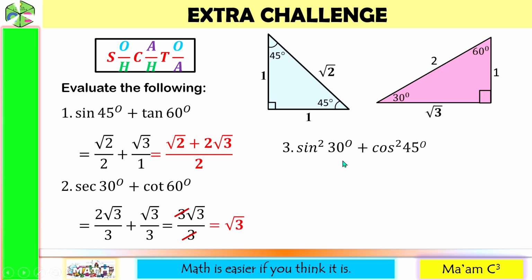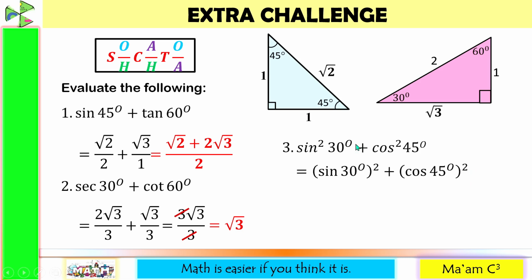Last one. This is quite tricky. Sine squared 30 degrees plus cosine squared 45 degrees. If you see a superscript or an exponent in between the trigonometric function and the angle, that simply means the sine of that angle is raised to the second power. So sine squared 30 degrees is just the same as sine 30 degrees squared. So this one is equal to cosine 45 degrees quantity squared.